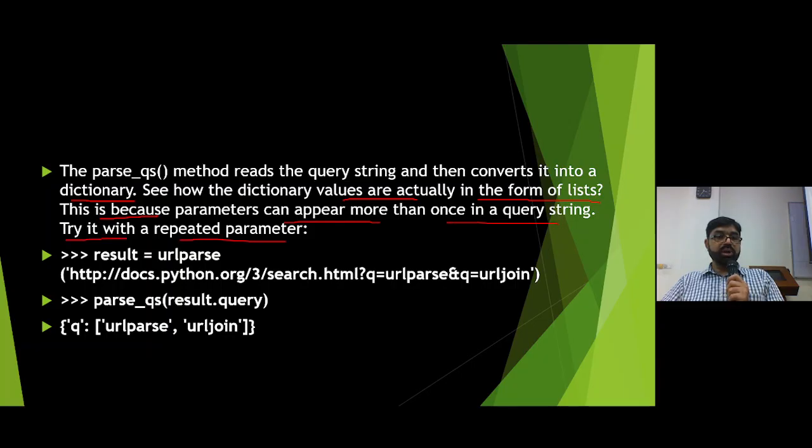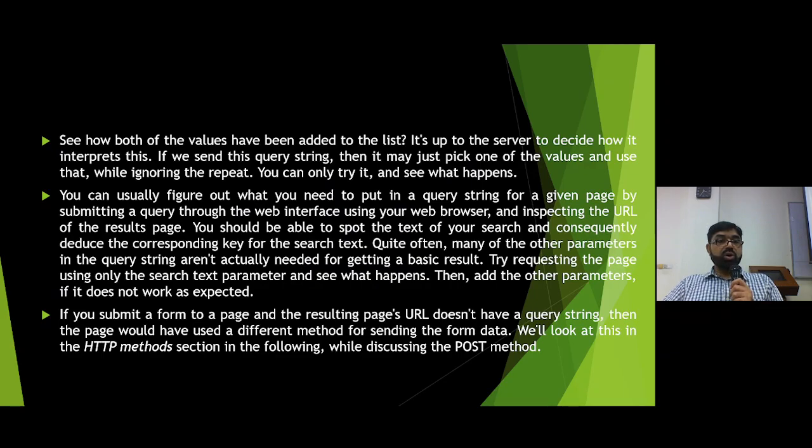So try it with separated parameters. Results is urlparse, and we will send this query: urlparse ampersand q equals urljoin. Then parse_qs of the results, and you will see urlparse and urljoin. See how both of the values have been added to the list, and it is up to the server to decide how to interpret this. If we send this query string, it may just pick up one value and use that, ignoring the repeat, or it can try to see what happens.